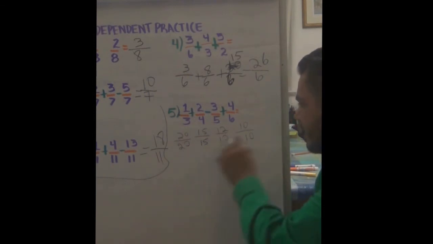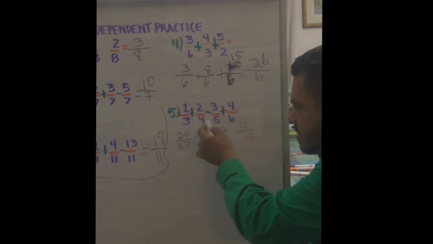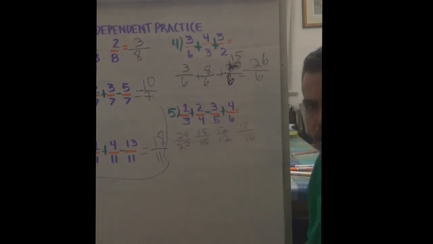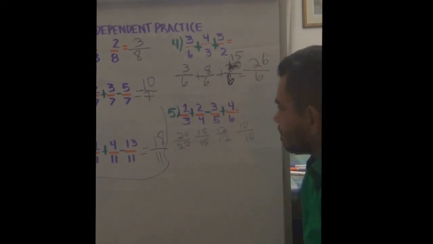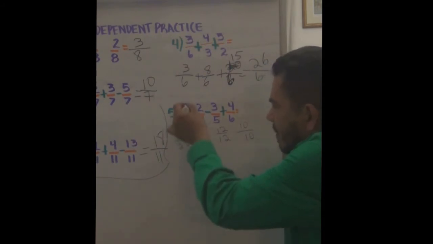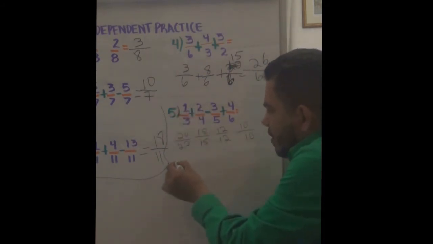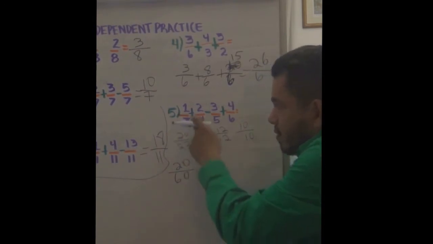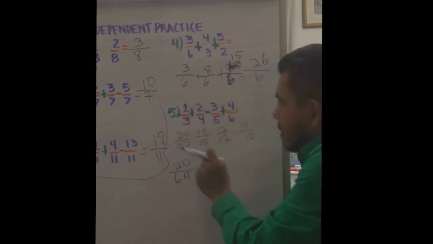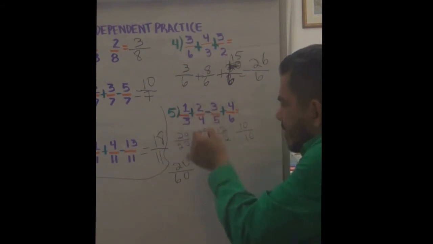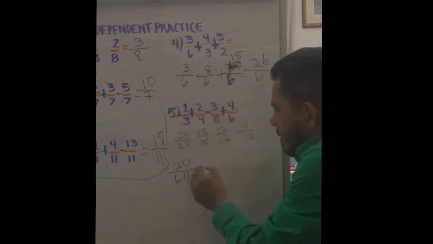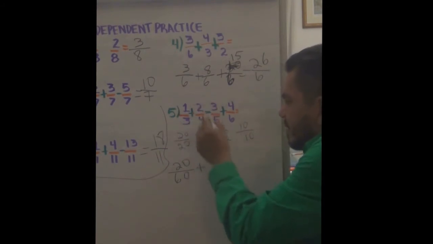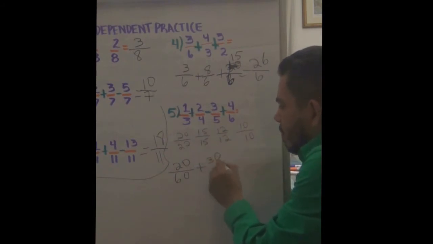So that will make all these denominators 60. Let's go right ahead and do it. If I multiply by 20 over 20, I'm going to end up with 20 over 60. Correct? 1 times 20, 3 times 20. Now when I multiply this by 15, and that's plus, right? 15 times 2 is 30 over 15 times 4 is 60.